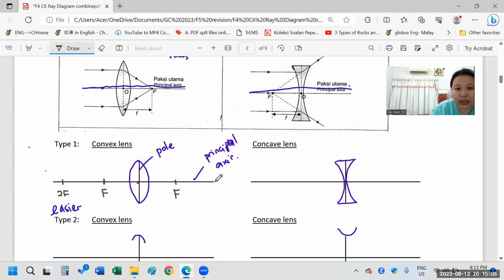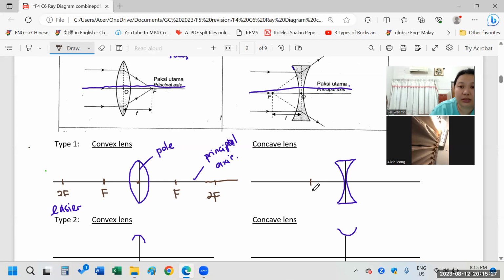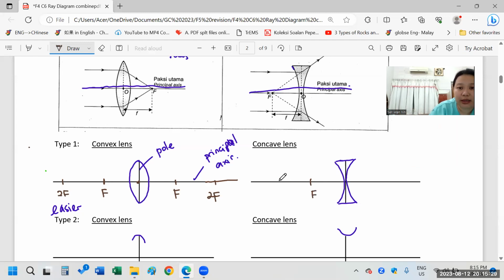Then, this part not long enough, huh? Please extend it. Not extend, extrapolate. Then you add 2F. This one, same thing. You can draw 2 cm or you want to use 1 cm. So this is F and this is 2F.